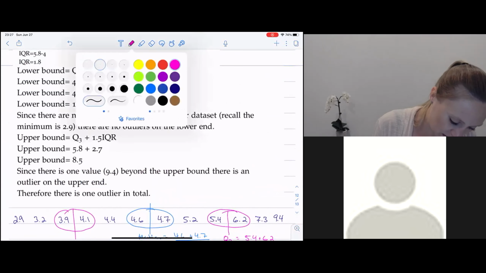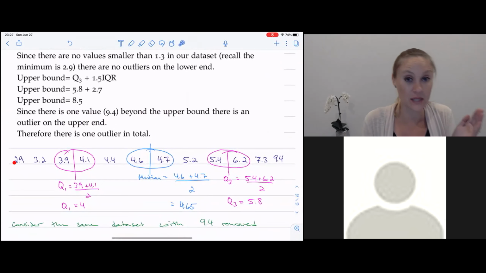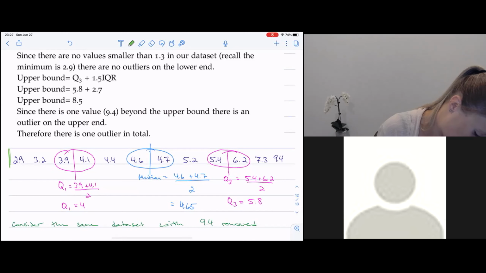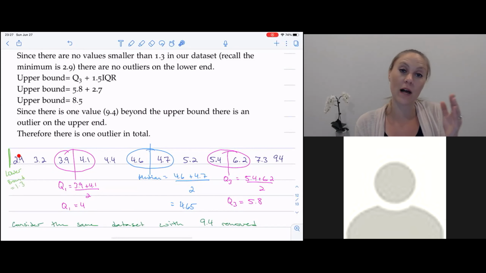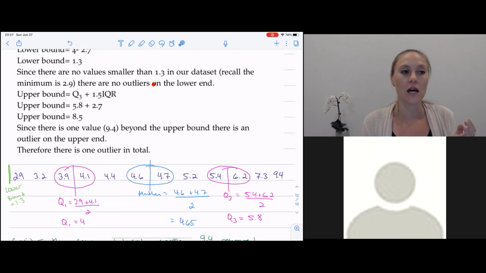So what we're going to do is draw 1.3, and notice that because we've sorted these from smallest to largest, 1.3 would be down here. So here's our lower bound, which equals 1.3. Notice that there are no values beyond this point. Even if you just had the minimum, you can compare the minimum to the lower bound. If the minimum is larger than the lower bound, then there are no outliers on the lower end. So since there are no values smaller than 1.3 in our data set, there are no outliers on the lower end. That's how you would justify it.